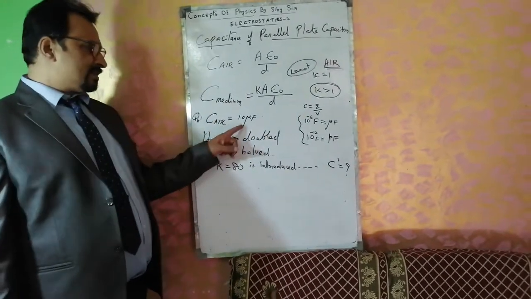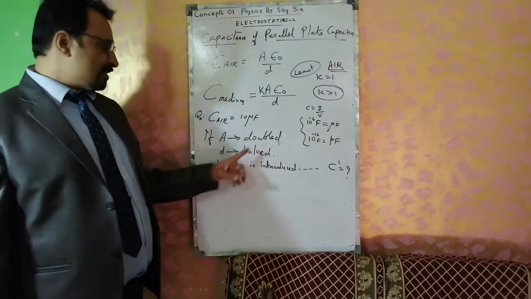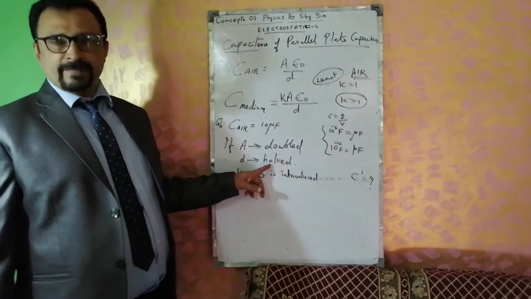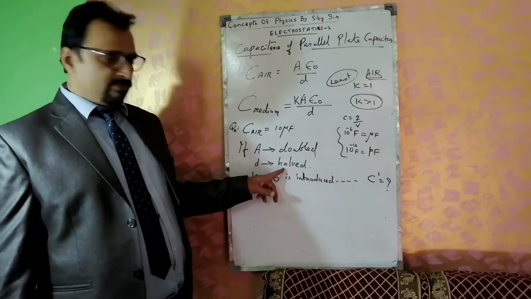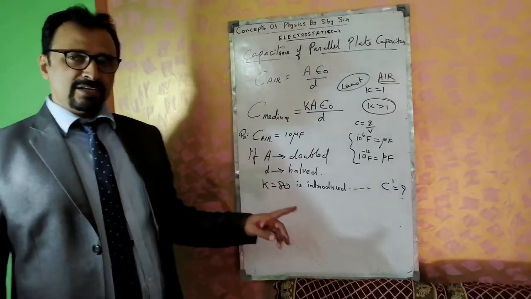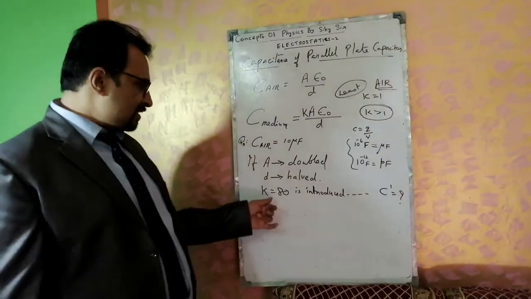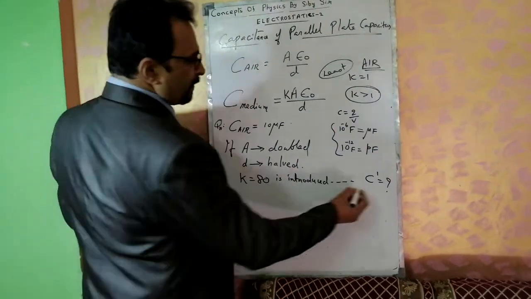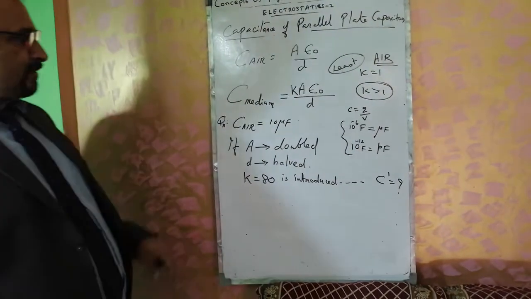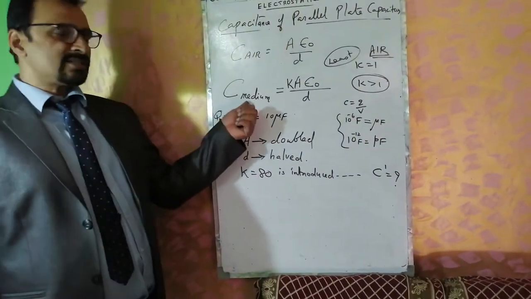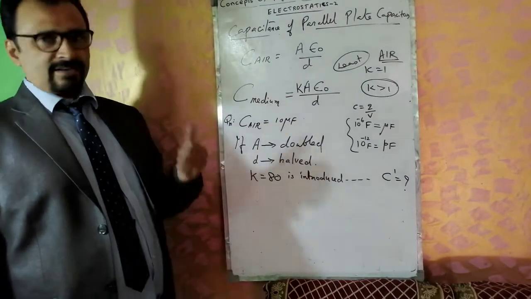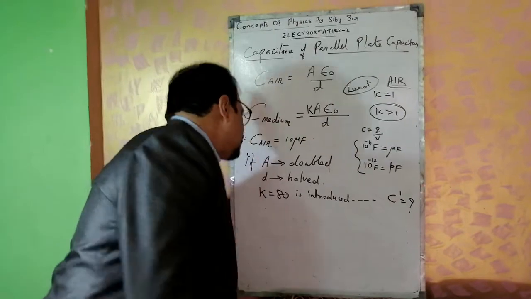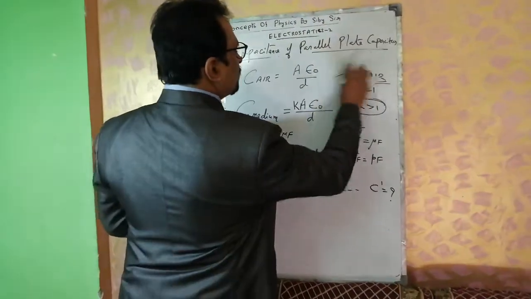In air, the capacitance is 10 microfarad, and you are making three changes. One, you are doubling the area of the plate of the capacitor, and you are reducing the distance between the plates to half, and you are introducing another material whose dielectric constant is 80 between the plates of the capacitor. If you make these three changes, what will happen to the capacitance? You know that it is a very simple question. It is based on C medium and C air. For C air, the formula is A epsilon naught by D. In the question, that is given as 10 microfarad.